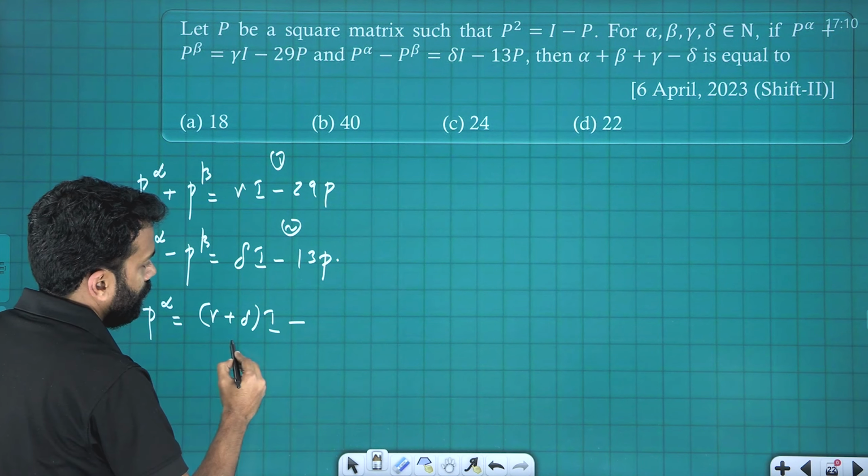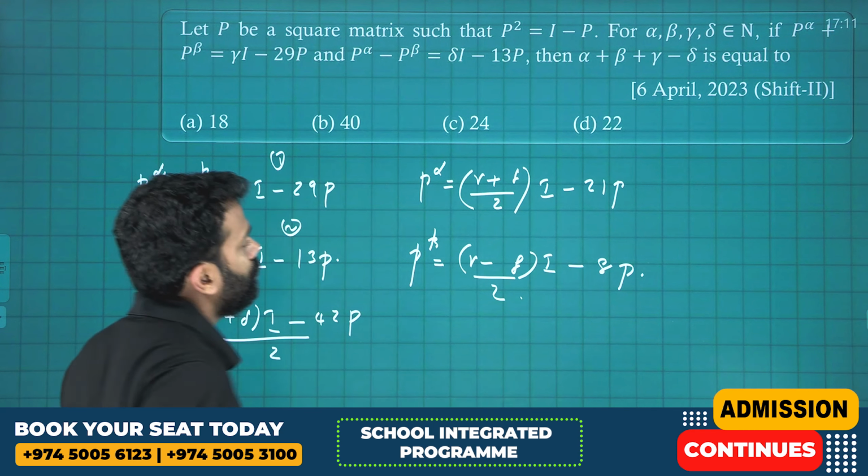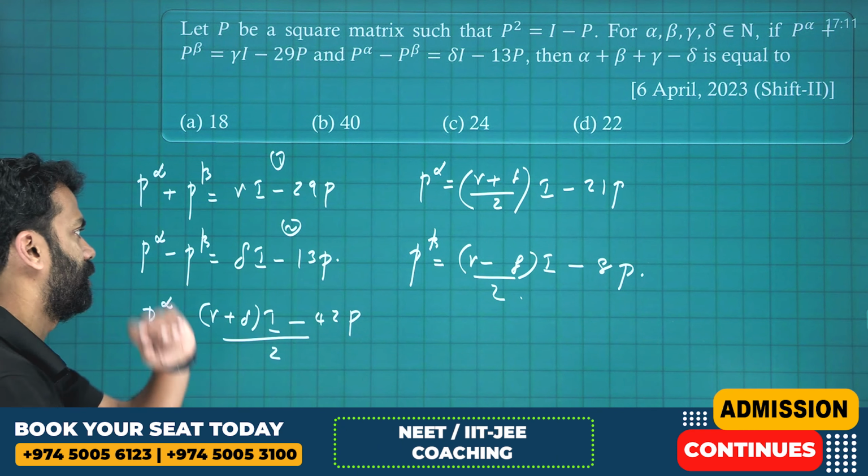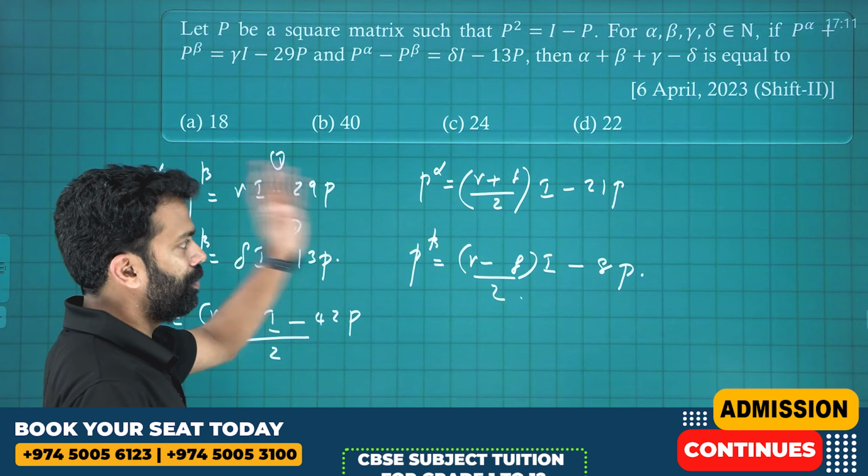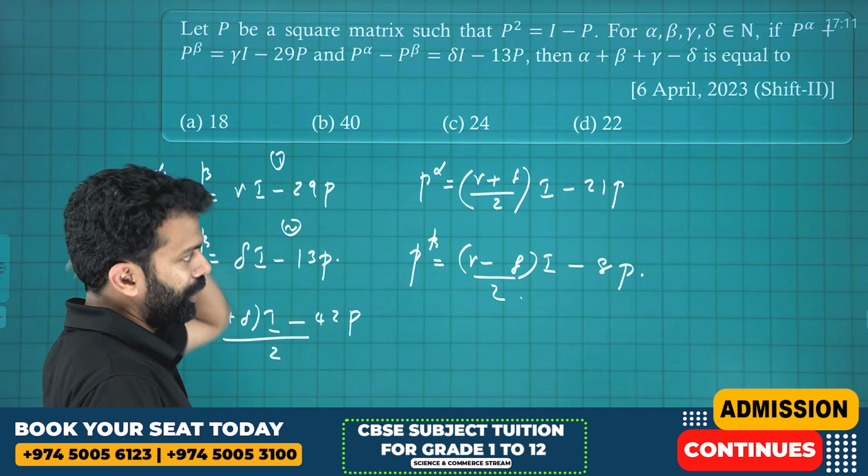So, what will be P raised to beta? If you subtract the two equations, you will get P raised to beta, right? Therefore, I am doing it at once. That is gamma minus psi into I. What is minus 29 minus minus 13? That is minus 16 by 2 is minus 8. Here we have P and here also we have P, by 2. Okay, fine. So we got P raised to alpha and P raised to beta, and this is the structure of our problem. From this, we need to proceed.